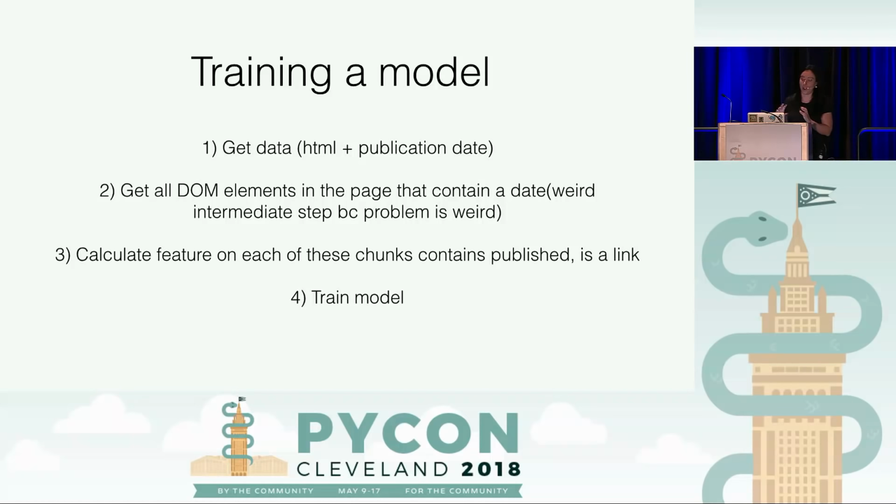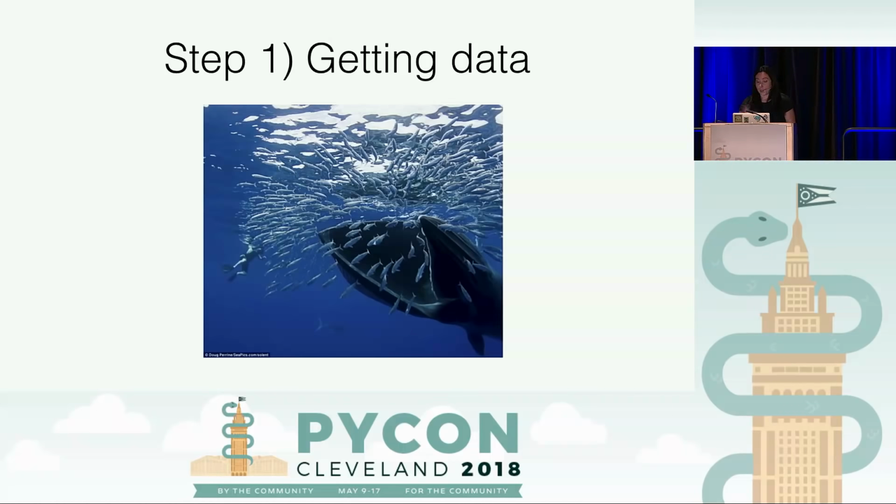It's just how it's done, and it's a bit weird. Then we're going to calculate features on each of these chunks. I often say chunks instead of DOM elements because I got tired of saying DOM elements 78 times per minute. Features are things that we tell the model to pay attention to, like, does it contain the word published? Is it a link? Stuff like that. And then we're going to train the model, which basically means we tell the library to run the training. So step one, getting data.